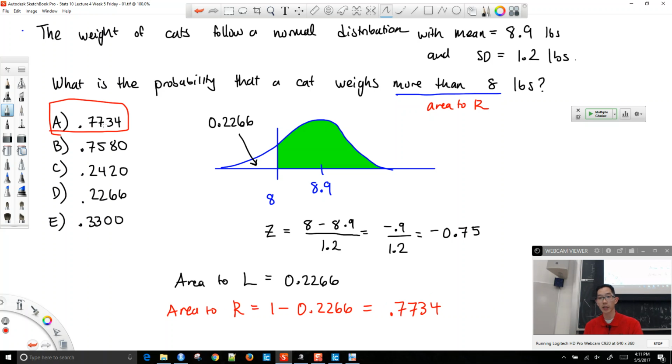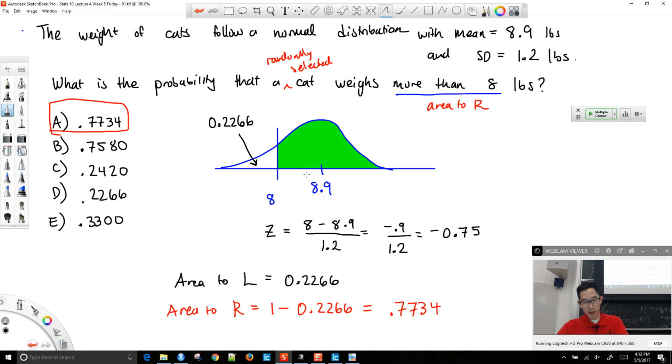What is the probability that a cat weighs more than 8 pounds? I guess I should say that a randomly selected cat weighs more than 8 pounds. We get 0.7734. Okay, is this good? Great. All right, let's try another type of problem, okay?